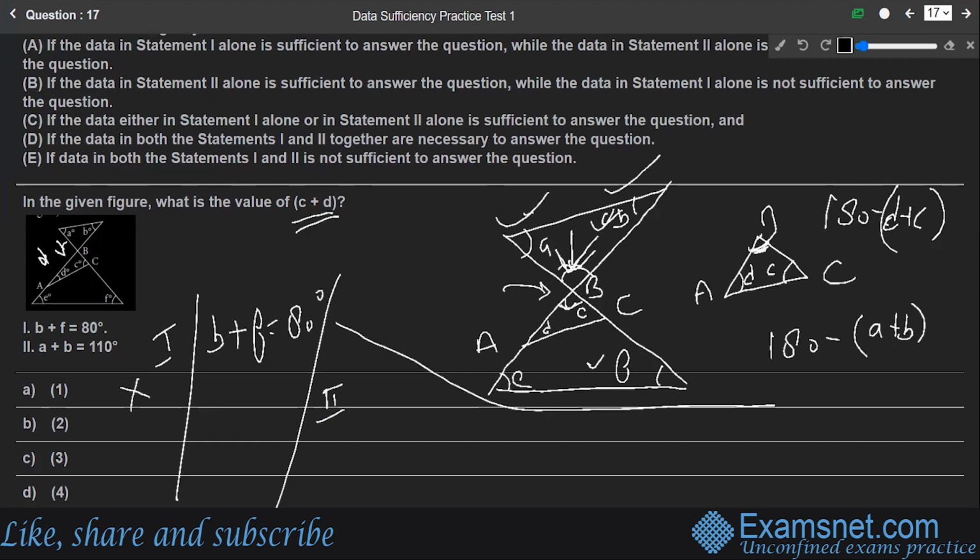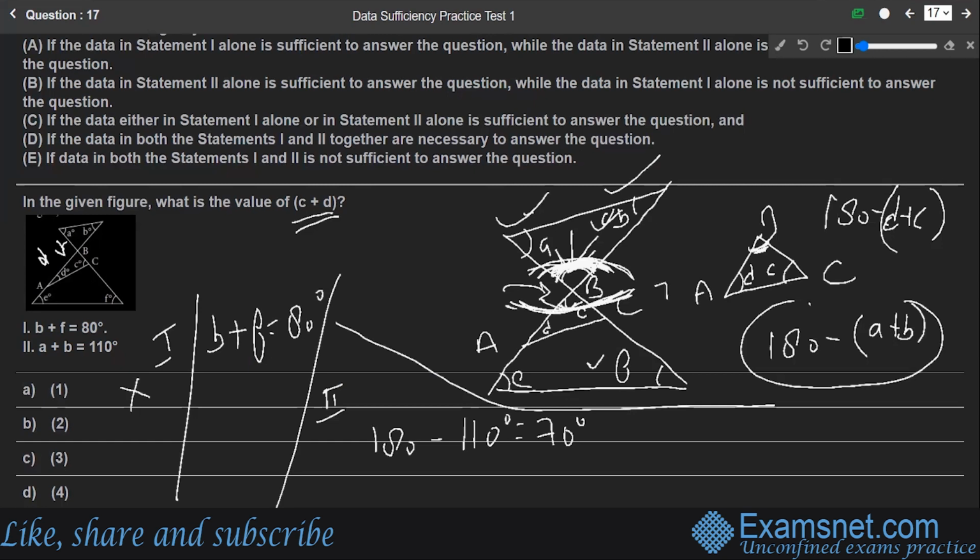We have an idea that 180 minus (A plus B) will be this angle. So what does this angle become? 180 minus (A plus B), where A plus B is 110, is nothing but 70 degrees. So if this angle is 70 degrees, then the angle opposite to it will also be 70 degrees.